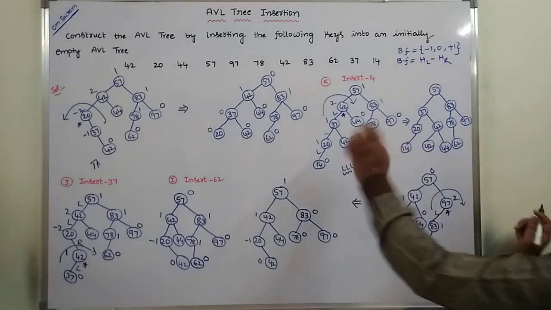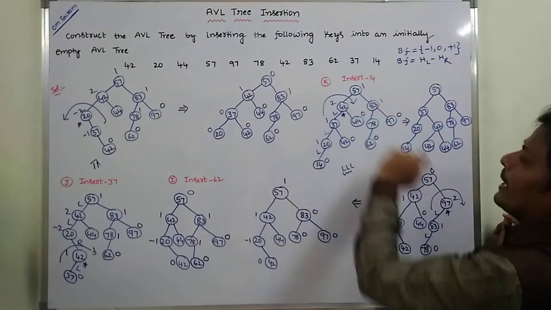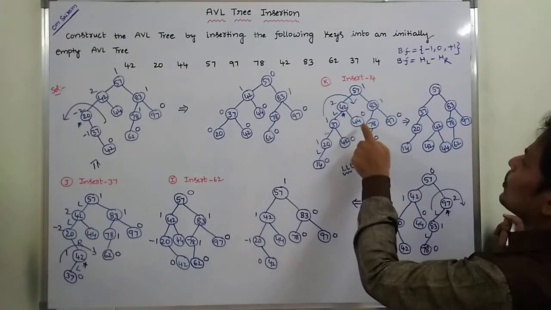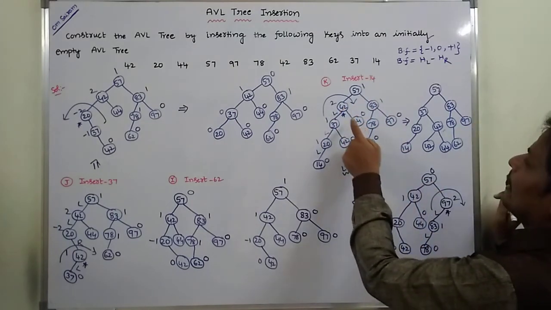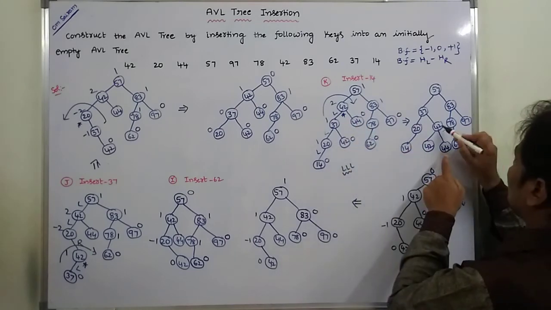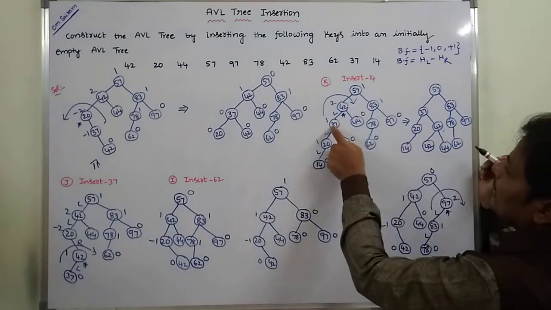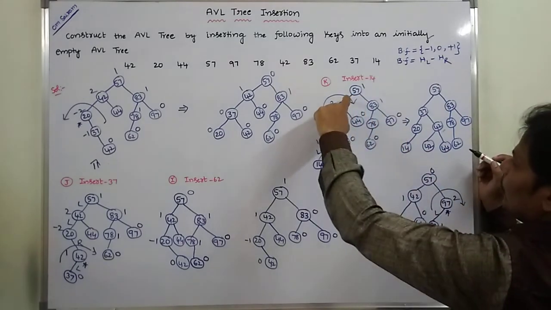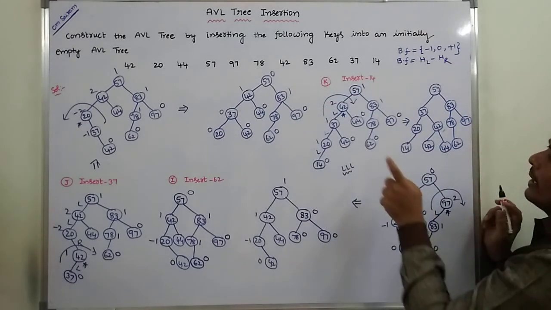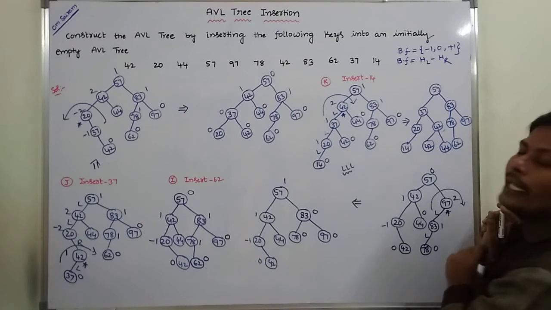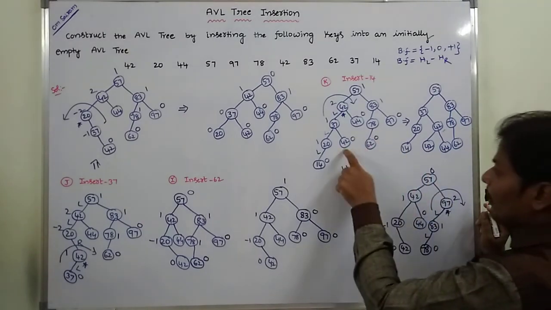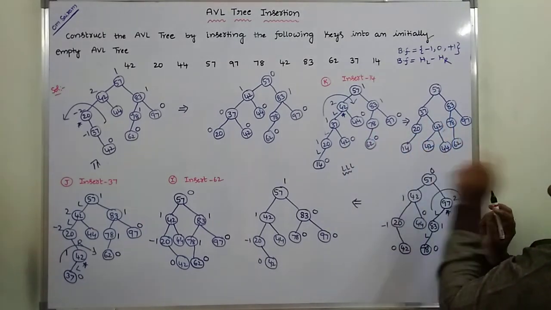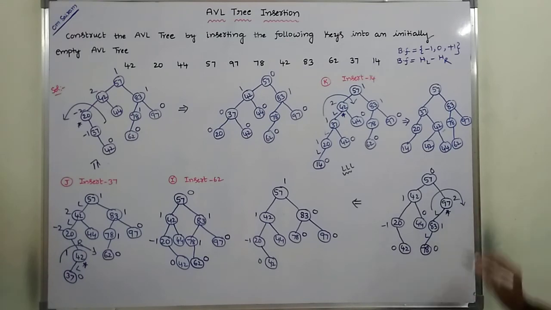Okay. Here after performing right rotation 42 goes down to this place and 44 goes to this place. Now 37 goes to this place. Now 37 becomes the root node up to this point. Okay, here 37 right child is 42. It becomes 42 left child. Okay, so now this is the tree we are getting.